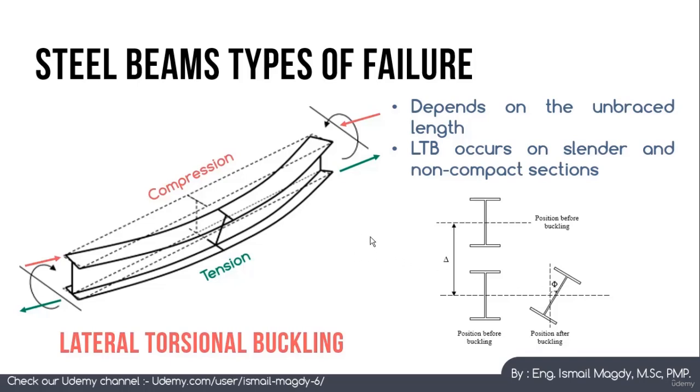And the lateral torsional buckling depends on the unbraced length. The longer the unbraced length is, the more this beam will be vulnerable toward lateral torsional buckling. And lateral torsional buckling occurs in slender and non-compact sections.